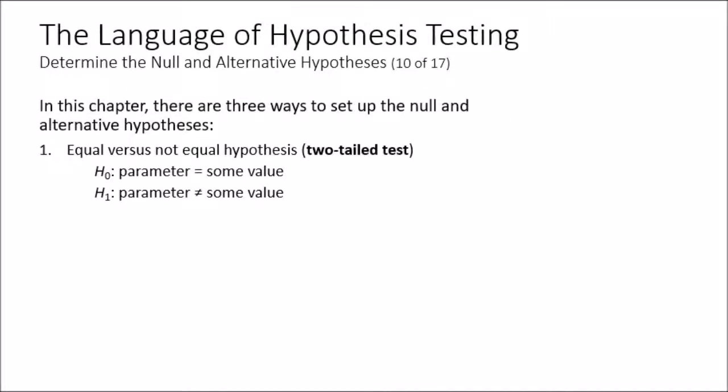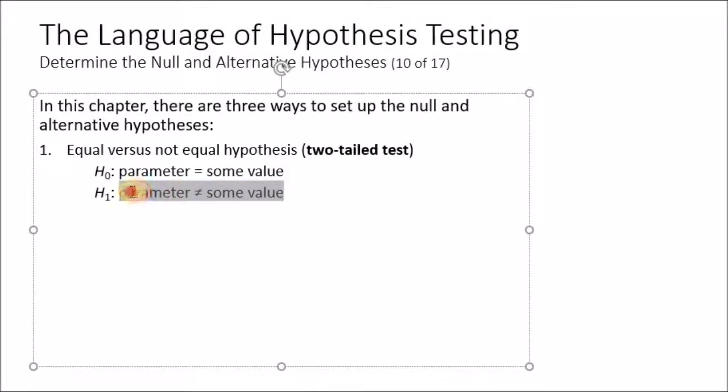In this chapter, there are two ways to set up the null and alternative hypotheses. First, equal versus not equal hypothesis. That is the two-tailed test. Remember the first example that says, in the year 2009, 62% of American adults volunteered their time for charity work, and the researcher believes that this percentage is different today. So when we say it is different today, we suggest that the parameter is different. So it is not the same value, and that will create a two-tailed test. In other words, we can put it this way.